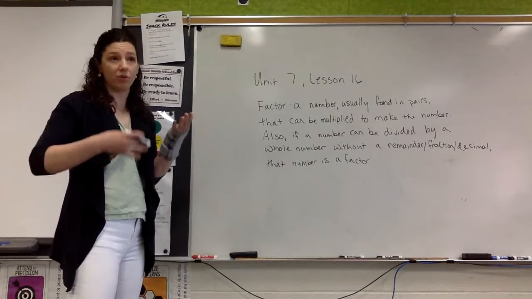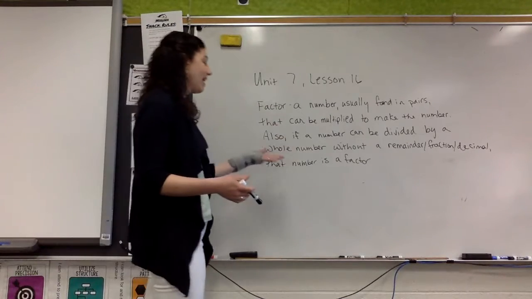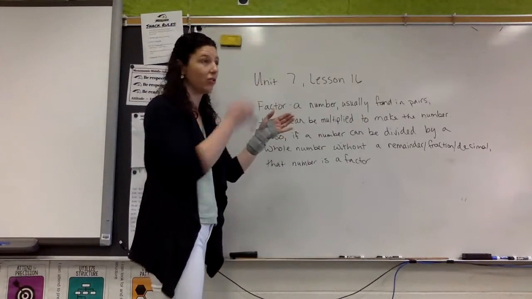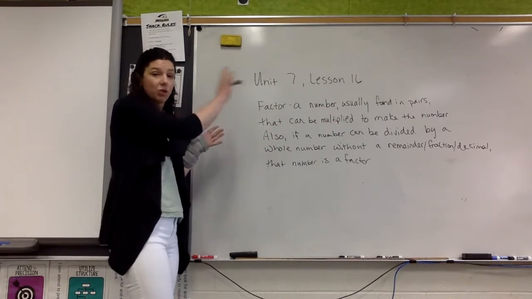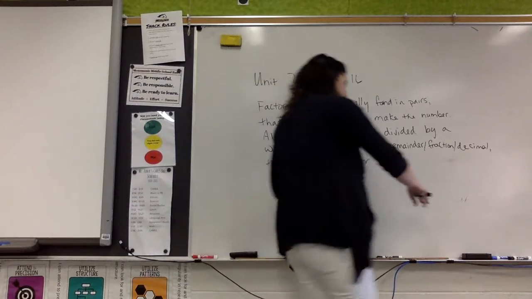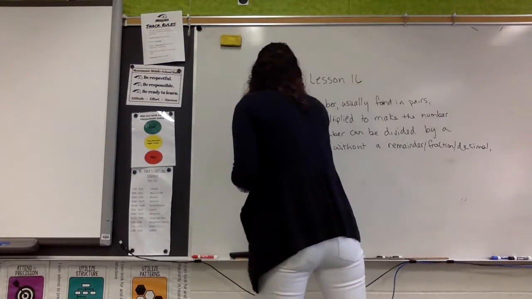Also, if the number that you're trying to find factors for can be divided by a whole number without a remainder or a fraction or a decimal, that number is a factor. So there's kind of a working definition. Let's take a look at an example.